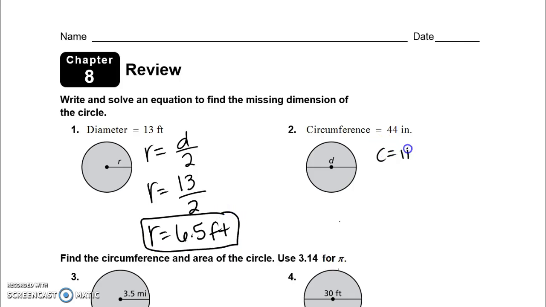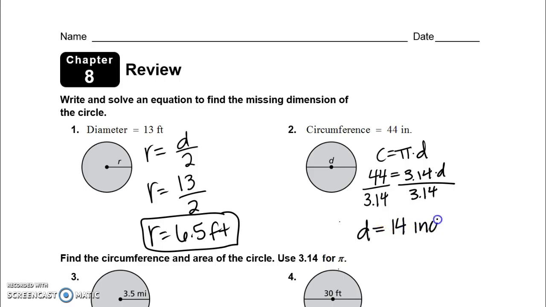Number 2, I'm given the circumference. I need to find the diameter, so use the formula circumference equals pi times diameter. Plug in what you know, solve for what you don't. So you know pi, I should have written as 3.14, times d, solve for d, divide both sides by 3.14. And your diameter is approximately, and you can approximate on this, 14 inches.